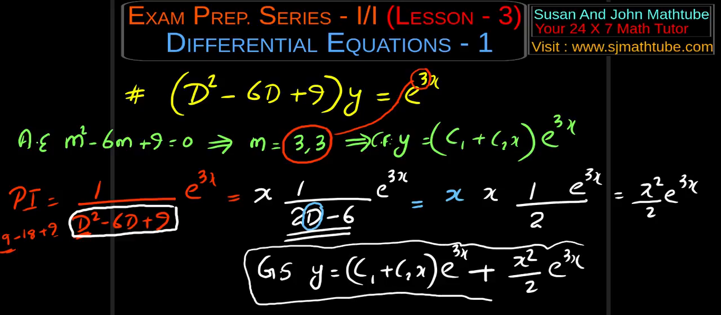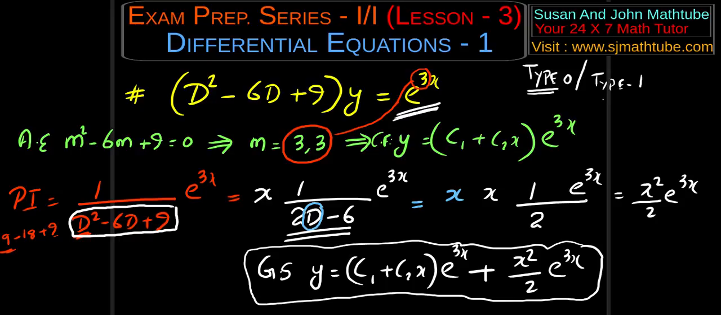So that's it. We covered type 0 and then type 1, and type 0 means the right side of the equation will be 0, and type 1 means the right side of the equation will be an exponential function. So I'll be back soon with lesson number 4, and in lesson number 4 we will learn type 2 and type 3. So till then, bye.